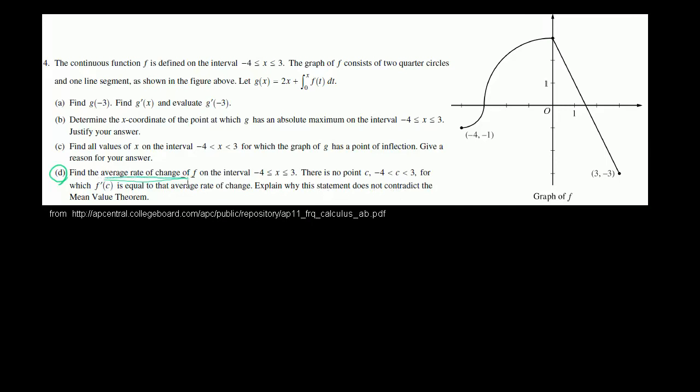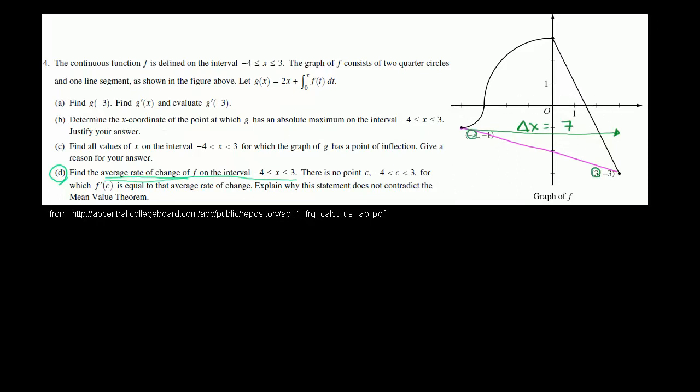The average rate of change of f on the interval. Sounds like a very fancy thing, but the average rate of change on the interval is really just the slope of the line that connects the endpoints of the interval. So those are the endpoints, and let's figure out the slope of that line. Going from this point to that point, our change in x is equal to 7. And you could get that by taking 3 minus -4. You could literally just count 1, 2, 3, 4, 5, 6, 7.